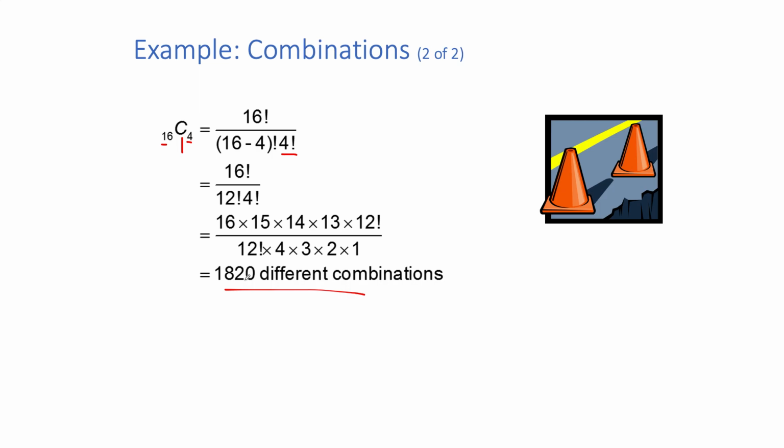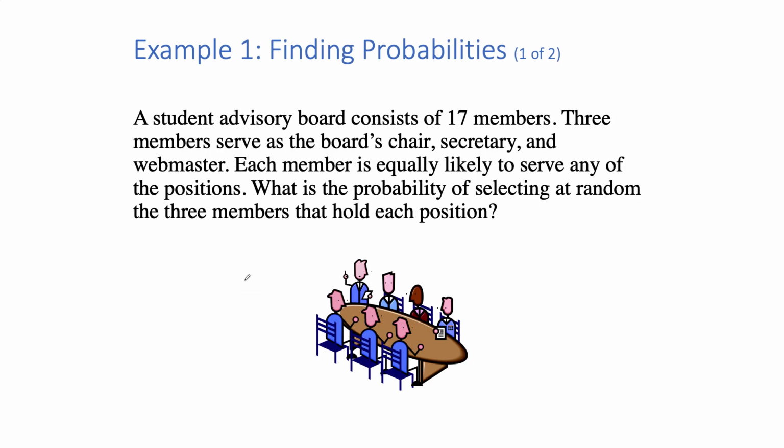But the point of all of this is not to just do this counting. The counting itself is relevant, but the crucial thing is about finding probabilities. So let's take a few examples on how to use these ideas to find probabilities.